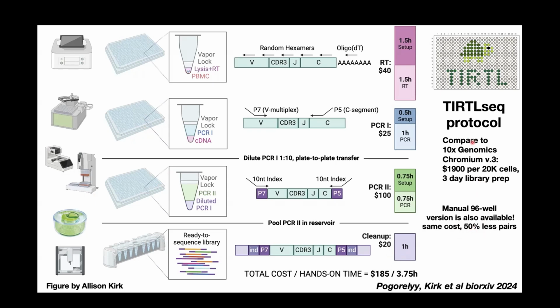And you could compare it to the 10x Genomics Chromium platform, which is $2,000 for 20,000 cells and a 3-day library prep. So it's like 10 times cheaper.